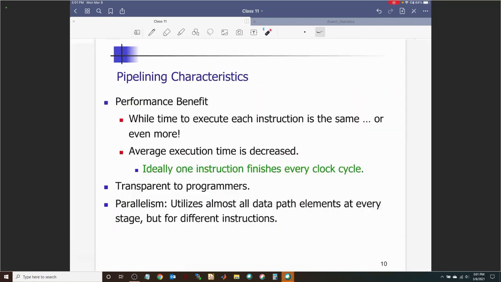The pipelining is transparent to the programmers. The programmers only worry about writing the instructions and them getting the results of their instructions as soon as possible. They do not really directly care about whether it is being pipelined or not. But as computer architects, we can give them the results faster by employing this parallelism technique through pipelining. So parallelism is achieved over here. It utilizes almost all the data path elements at every stage, but it is for different instructions, right?